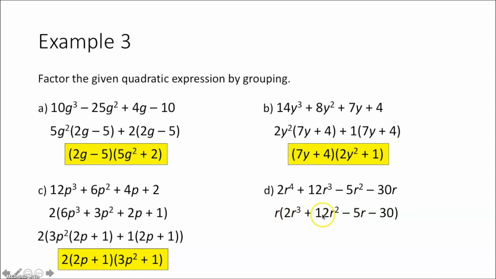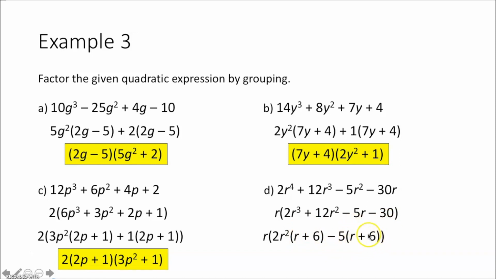So here, these first two terms, what is something we can factor out of those? Well, we can factor out a 2 and 2 r's from each of those two terms. So it'll be 2r squared, and then in the parentheses, we put what we get when we divide each of those terms by 2r squared, which would be r plus 6. Over here, you can take out a -5 from each of these two terms, and when you do, -5r divided by -5 is just r, and -30 divided by -5 is positive 6. So that's how we get our common binomial expression, r plus 6.